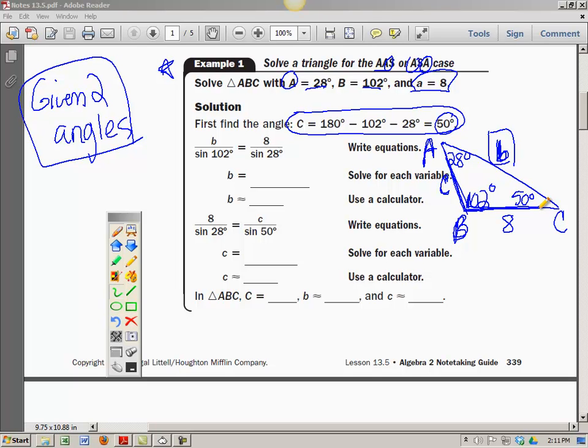All right, so we're going to say then that B over the sine of 102, again, we put this is angle B. So side B over the sine of B equals side A over the sine of A. All right, so they just plug in the information there.